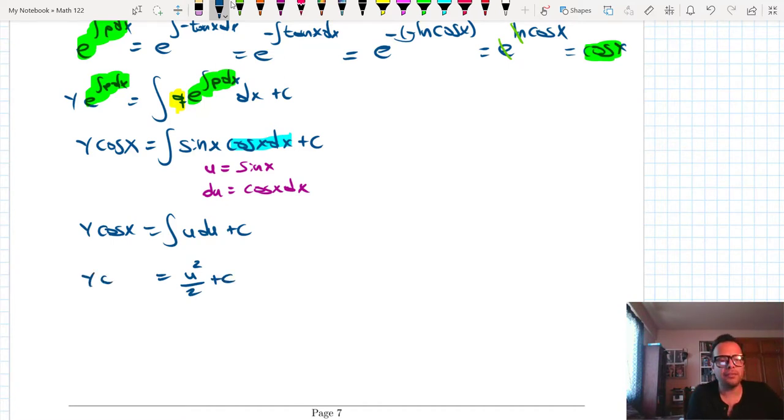And the left hand side remains the same, y cosine of x. Now let's go back and substitute for u, which is sine squared of x divided by 2 plus c. Okay, so cosine x multiplies y. In order to get y by itself, let's just divide both sides, actually everything, by cosine x.